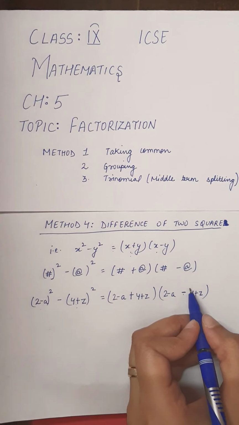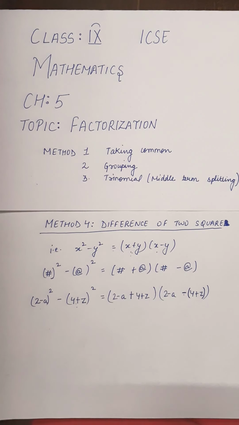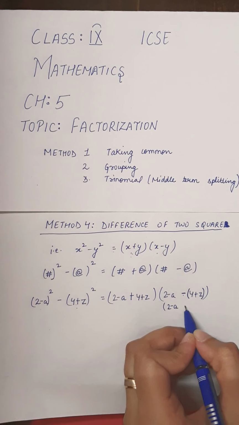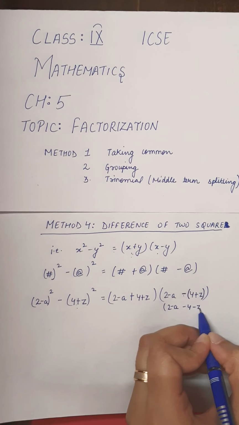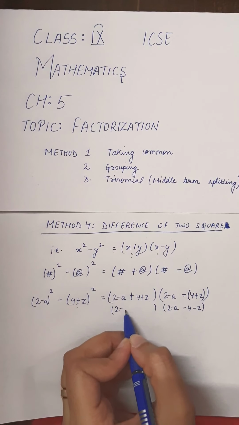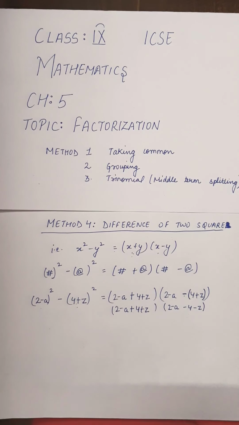But be careful with the minus sign. Wherever you see a minus sign, we need to put a bracket so that it can be further simplified. 2 minus a minus (4 minus z), and this bracket will remain the same, 2 minus a plus 4 plus z. So you just need to know how to apply this identity, and the questions are done. Let's get started with some questions.